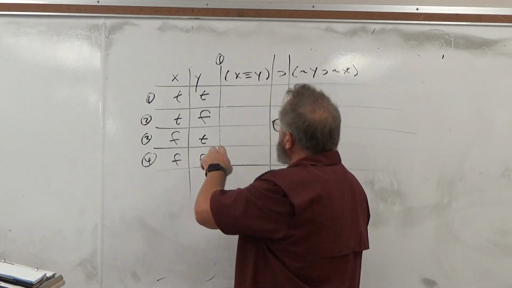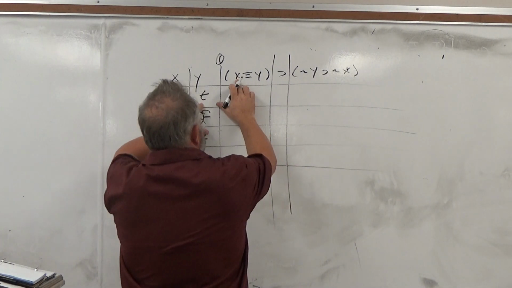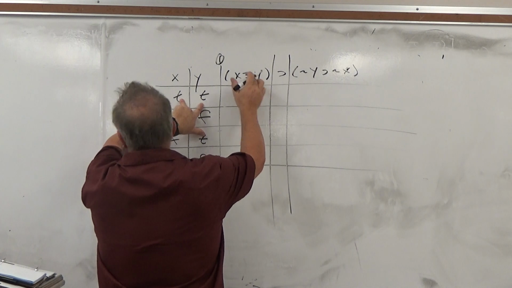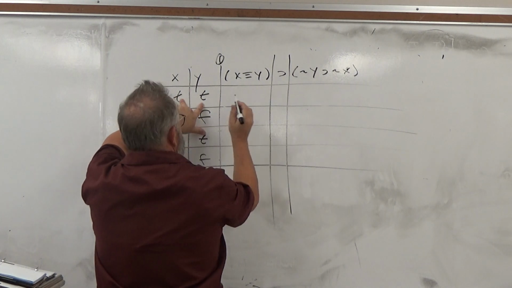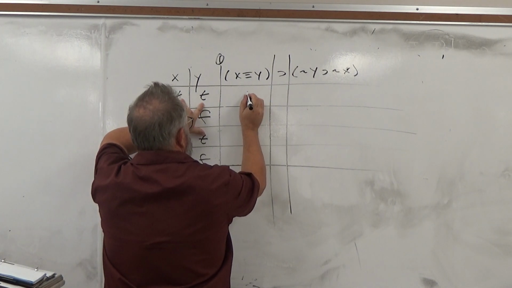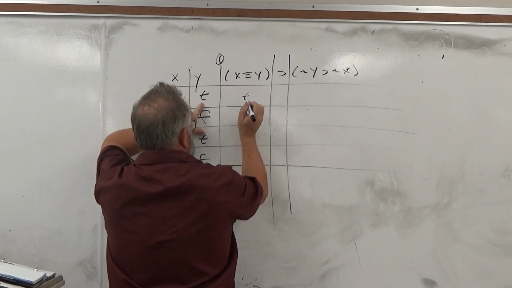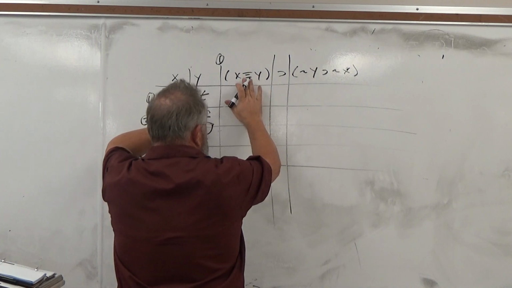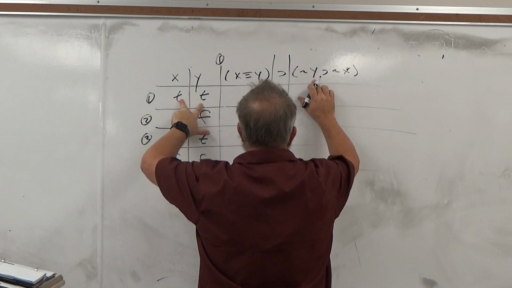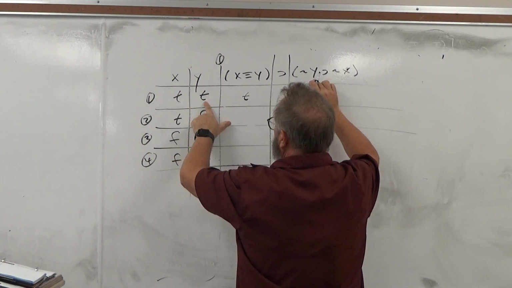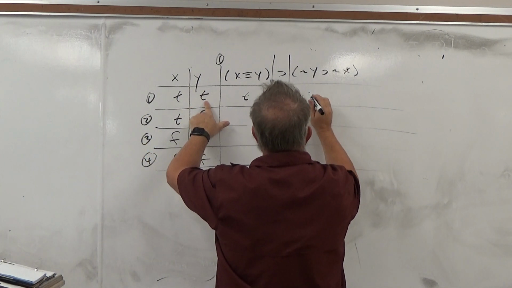So let's do it. So X and Y are true. True if and only if true. Look over to line 1, go across the biconditional, and what do you see? True, okay? So we've done this part, now we need to go over here. Y on line 1 is true, so not Y is what?